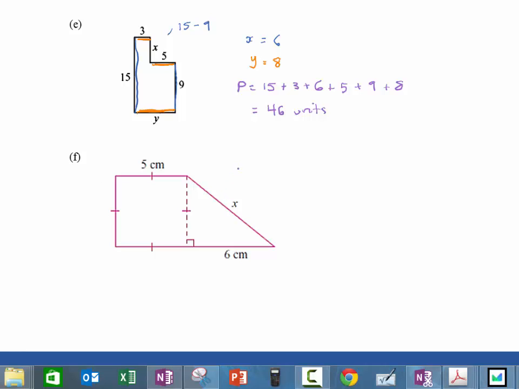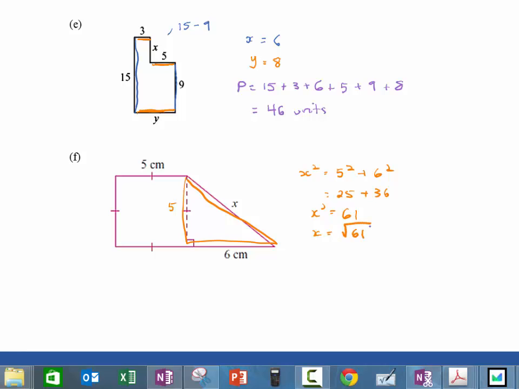Having a look at this last question, well, I've got a square, and I've got a rectangle, and I've got an x here, so if this is 5, this must be 5, and this is looking very much like I must use Pythagoras' theorem. Pythagoras' theorem says the hypotenuse squared equals the sum of the squares of the other 2 sides. And if I work this one out, I get 25 and 36, which is 61. That's what x squared equals. So x must equal the square root of 61.